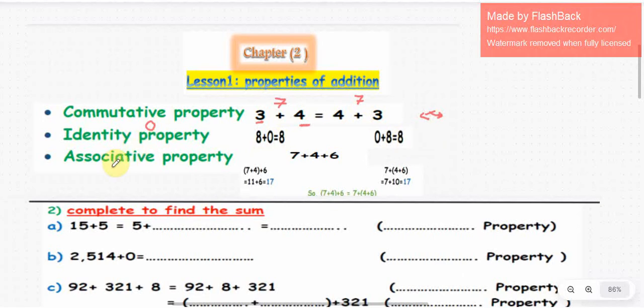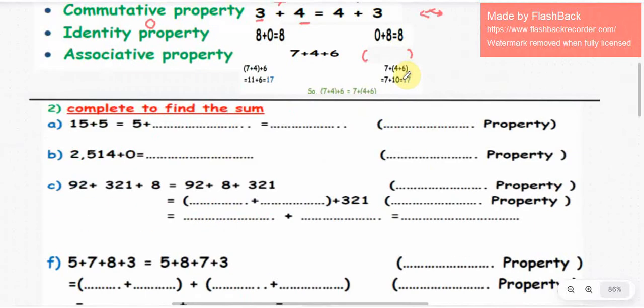The third one is called the associative property. I use it when I have more than two numbers being added, like 7 plus 4 plus 6. So I have to use the associative property to split between the numbers. Take any two numbers and put them inside the brackets and the third number outside. So if I take 7 plus 4 and kick 6 out, it gives me 17. When I take 4 plus 6 together and 7 outside, it also gives me 17.